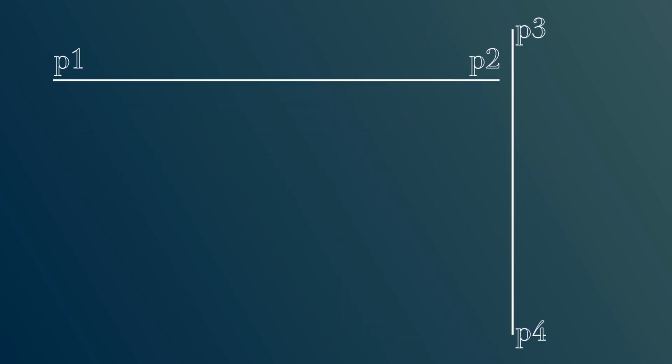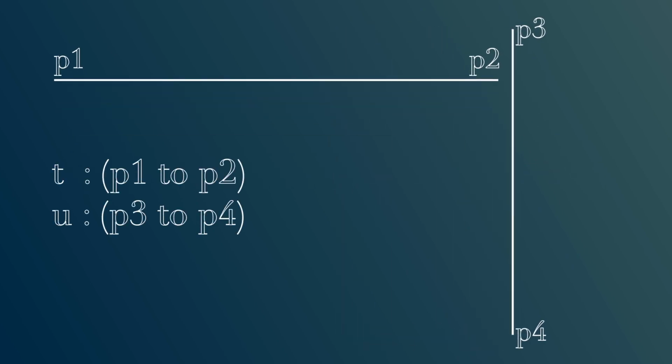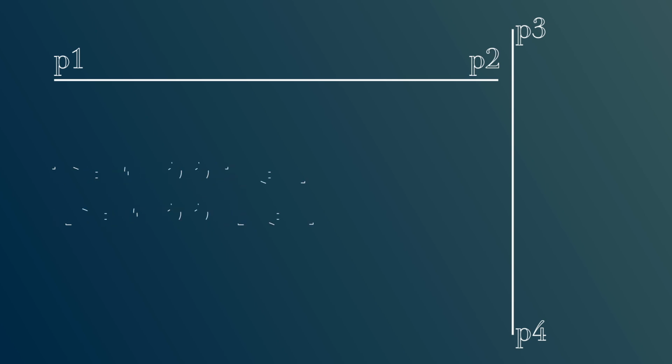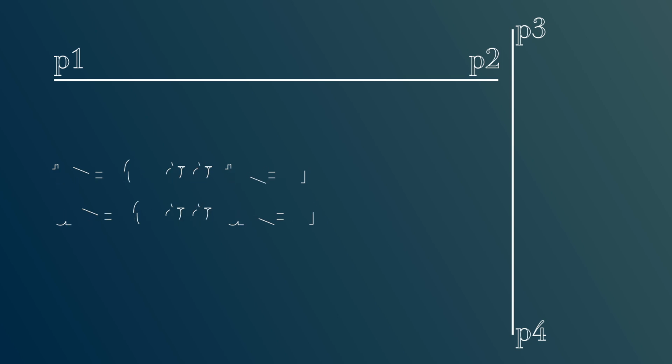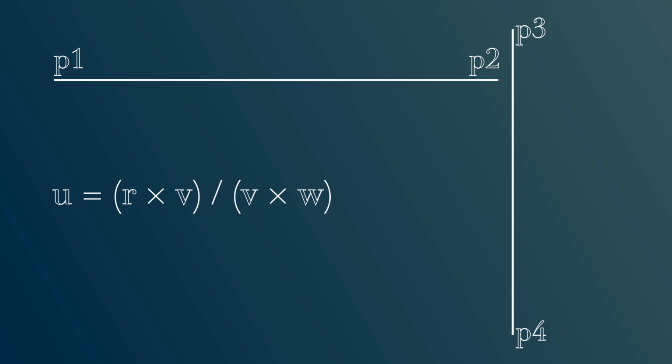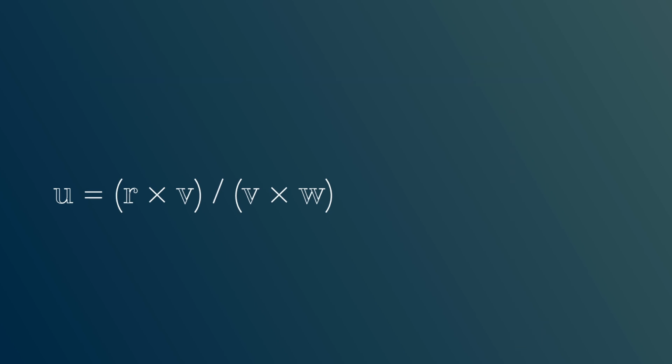But in a standard line segment intersection, we check both T and U. T tells us where the intersection lies on segment P1 to P2. U tells us where the intersection lies on segment P3 to P4. For a true intersection between segments, both T and U must fall between 0 and 1. So if you want the real standard segment intersection, you also need to derive U and modify the function a little bit. Before we update the function, let's quickly derive U.